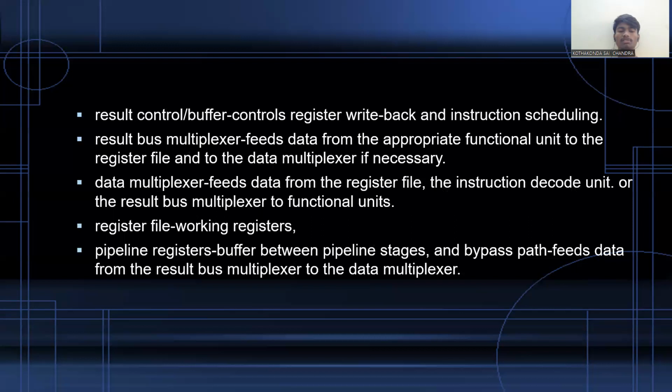The register bus multiplexer feeds the data from the appropriate functional units to the register file and to the data multiplexer if necessary. The data multiplexer feeds the data from the register file, the instruction decode unit, or the result bus multiplexer to the functional units. The register file has working registers and the pipeline registers buffer between pipeline stages, and the bypass path feeds data from the result bus multiplexer to the data bus multiplexer.